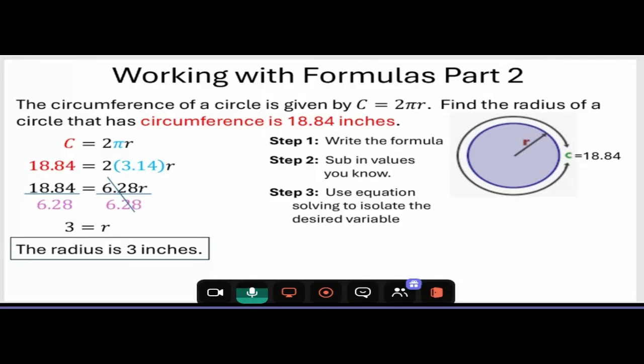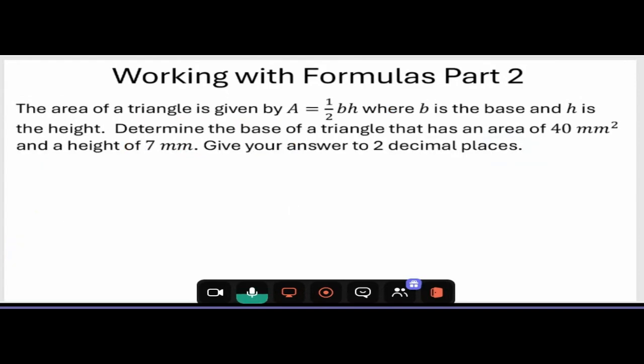And you see the setup is identical to what we already did. Write the formula, sub in the values. The only thing that changes now is, our variable isn't by itself, so we do all of our equation solving stuff to make the variable by itself, and then we have our answer. So let's look at another one.